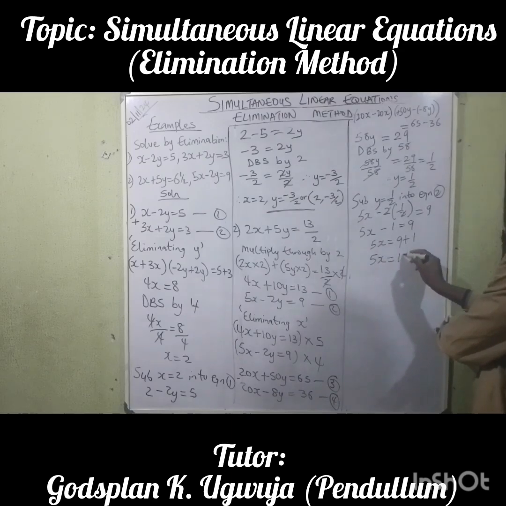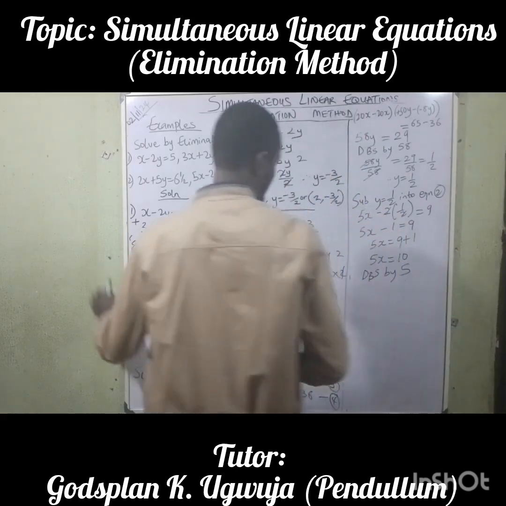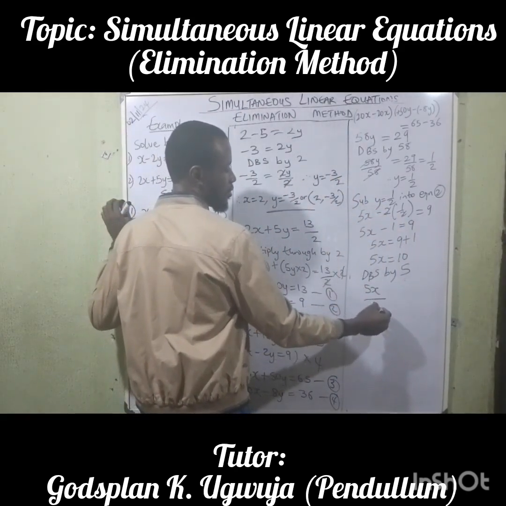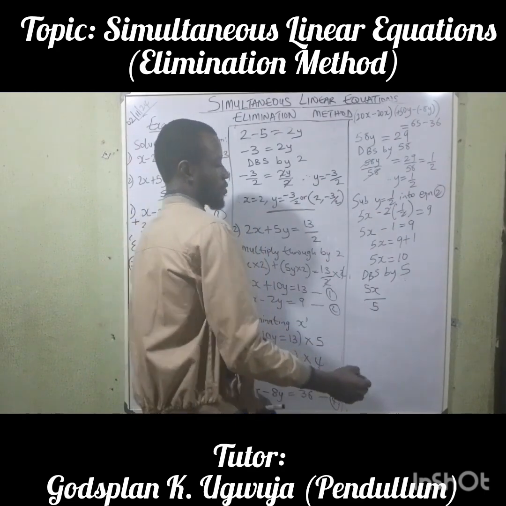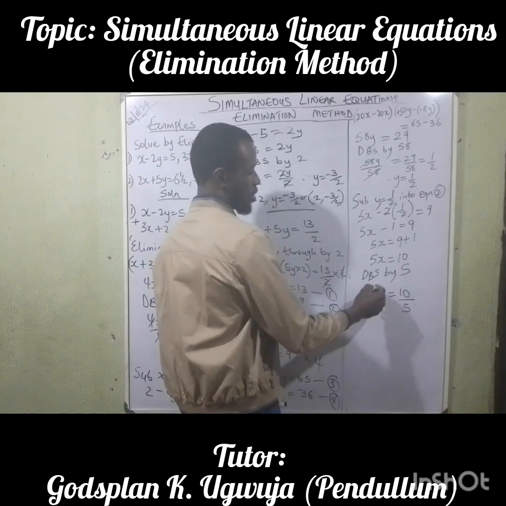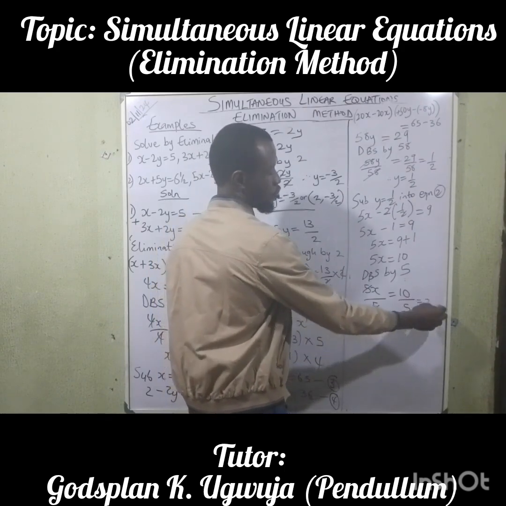5x equals 10. Now I need to get x. What do we do? We divide both sides by this 5 attached to x. So I divide both sides by 5. I'm going to have 5x over 5 is equal to 10 over 5. This cancels this, so x is equal to 10 over 5, which is 2.